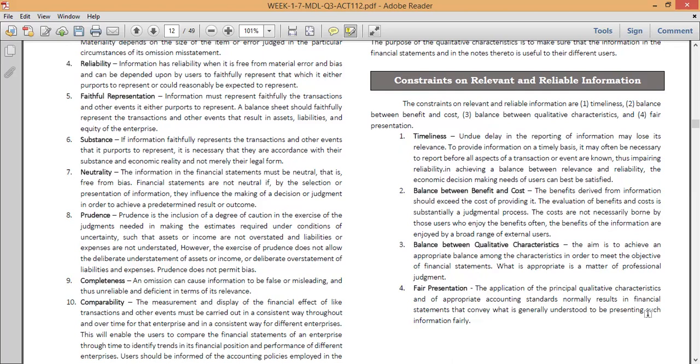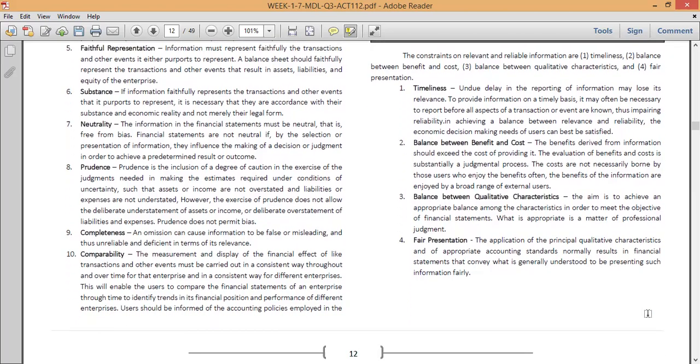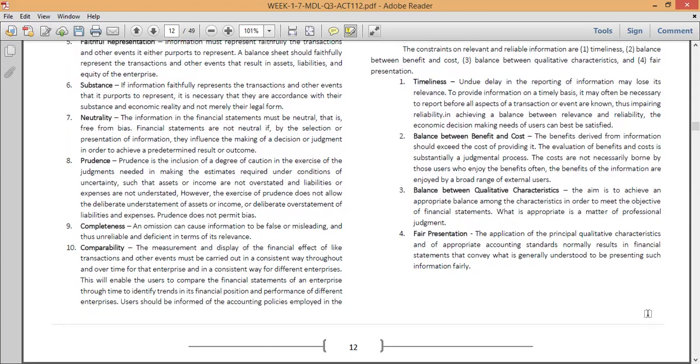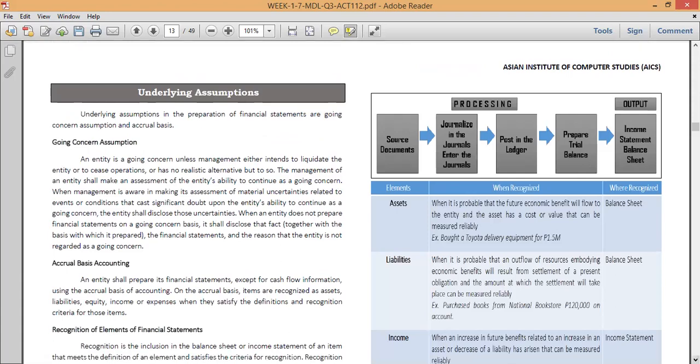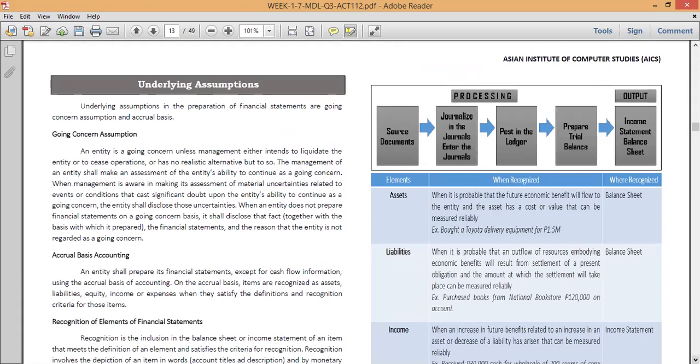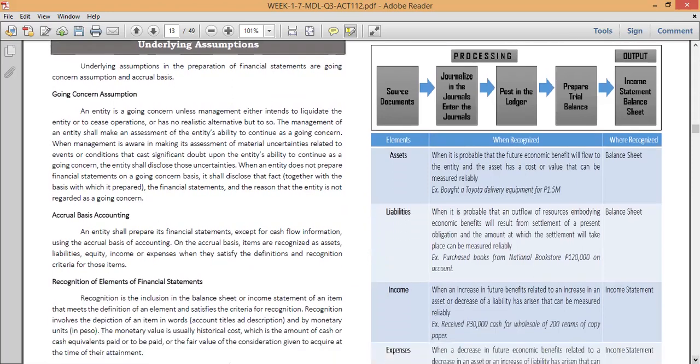So, I hope clear tayo. So, if ever may questions kayo, magkakaroon naman tayo ng meeting or pwede rin sa group chat kung ano man yung question na yun, and tulungan natin na sagutin yung tanong na yun. Okay, next naman is the underlying assumptions. So, going concern assumption and the accrual basis of accounting. So, ano ba to? Ano ba ibig sabihin nito?